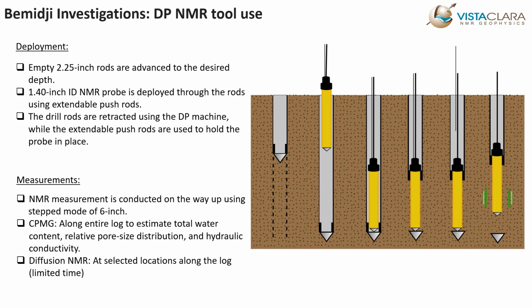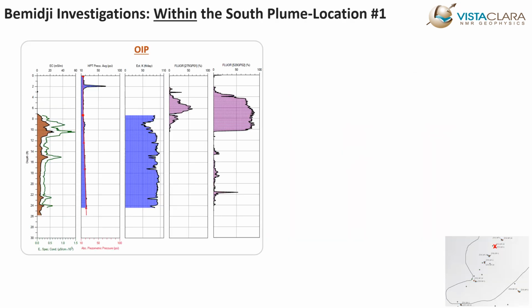In this study we first conducted the standard CPMG experiment along the entire log to estimate total water content, relative pore size distribution, and hydraulic conductivity, and then we conducted diffusion NMR measurements at several locations along each log due to limited time. Here are the results of the first location.